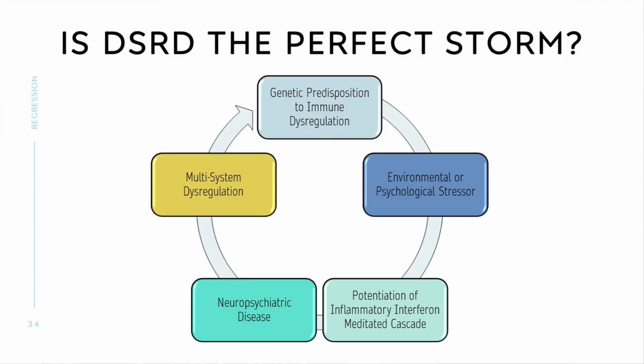So is this just kind of the perfect storm? There's a genetic predisposition to immune dysregulation. There's some kind of stressor or infection or trigger that leads to a significant inflammatory cascade and dysregulation and propagation. There's some kind of neuropsychiatric disease that presents and some multi-system dysregulation.